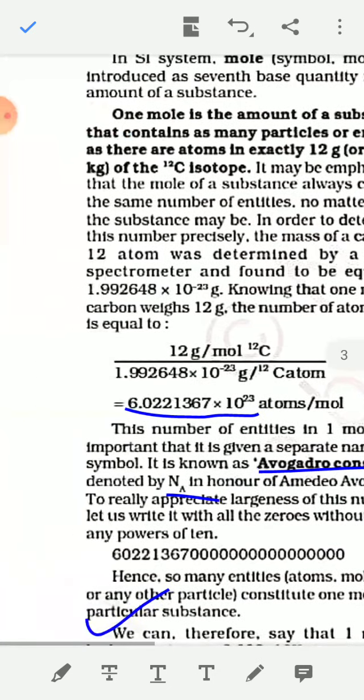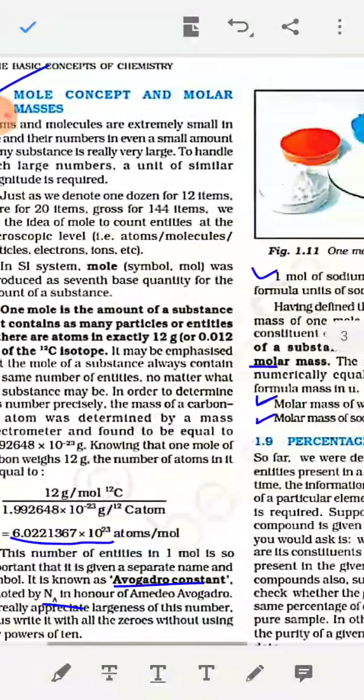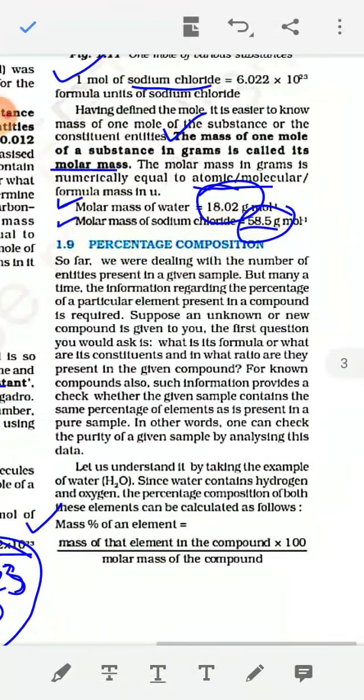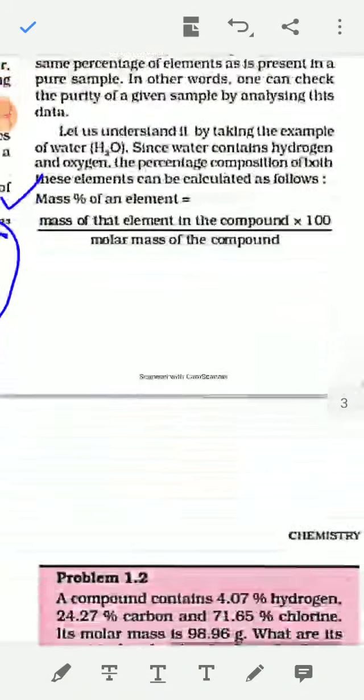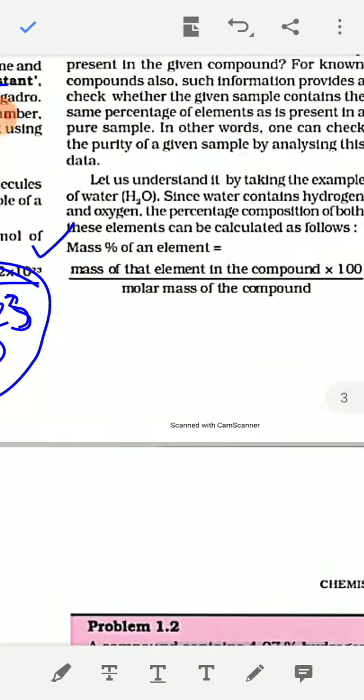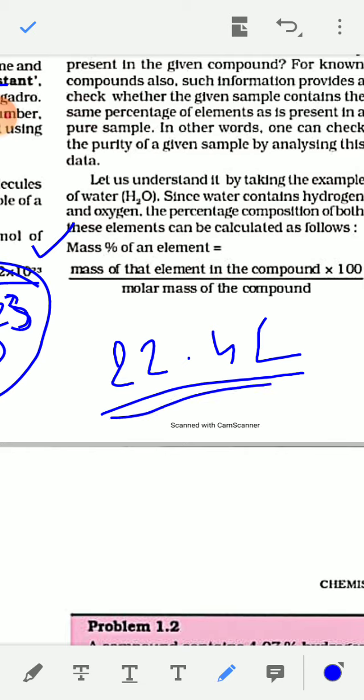Okay, so 1 mole of substance always contains Avogadro number of particles. And one more thing you have to remember: for a gaseous substance at HTP, the volume of 1 mole of gas is 22.4 liter at HTP.